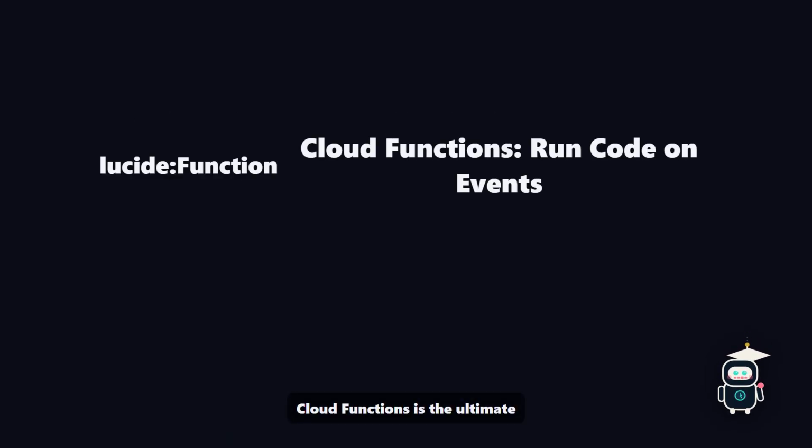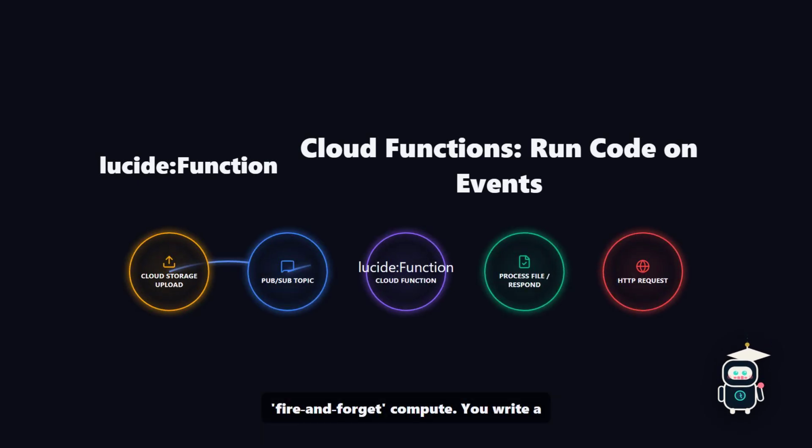Cloud Functions is the ultimate fire-and-forget compute. You write a tiny piece of code, and it runs only when an event happens: an HTTP call, a new file in a bucket, a Pub/Sub message. There are no servers to manage, and you pay only for execution time. That's event-driven, zero-server, pay-per-execution compute. It's perfect for webhook handlers, light ETL, or image thumbnailing.